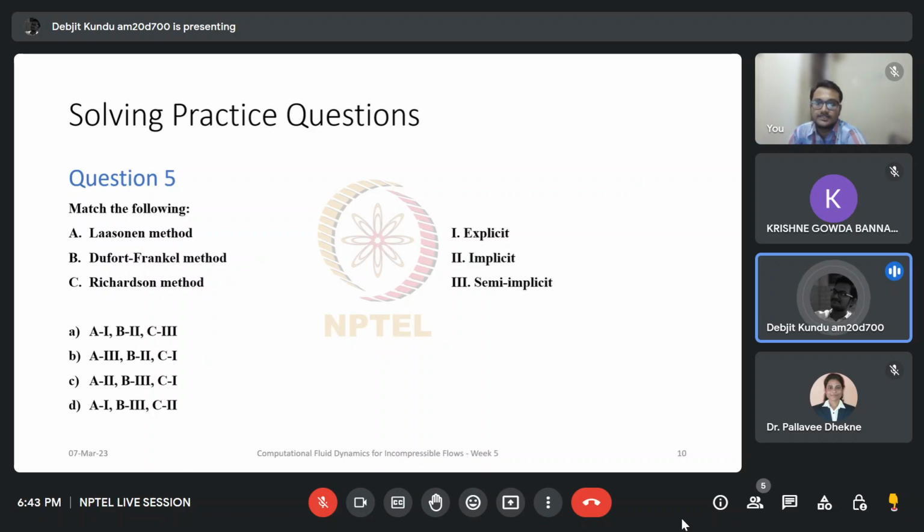On the left hand side, we have three options. Option A, Larson method. Option B, Dufort-Frankel method. Option C, Richardson method. And on the right hand side, we have option 1, explicit method. Option 2, implicit method.